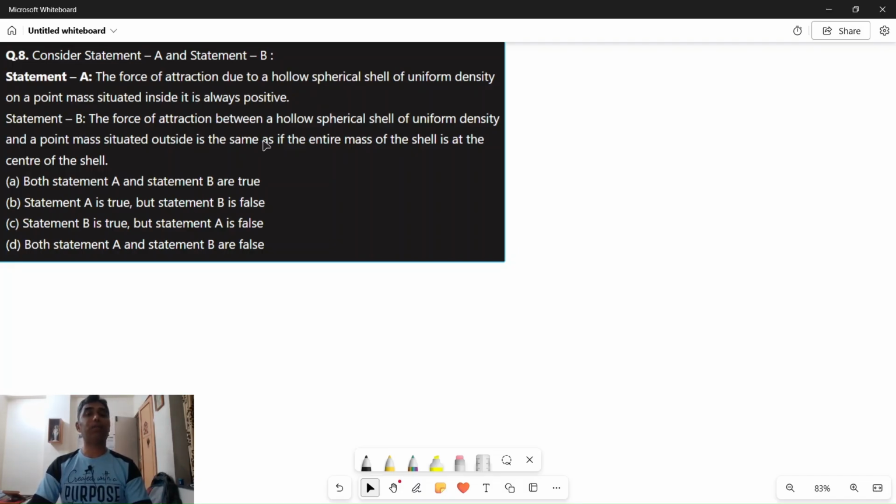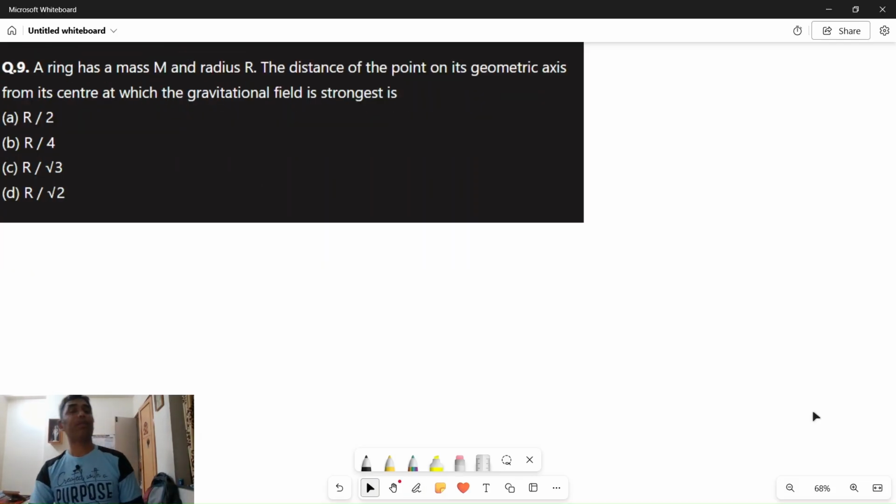Second, the force of attraction between a hollow spherical shell of uniform density and a point mass situated outside it is the same as if the entire mass of the shell is at the center of the shell. This is also very connected to the previous question. See, this is true. So statement A is false and statement B is true. So C should be the correct option. Okay, we'll go to the next question.